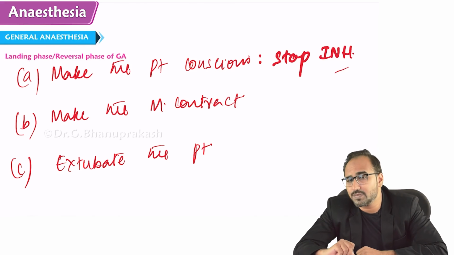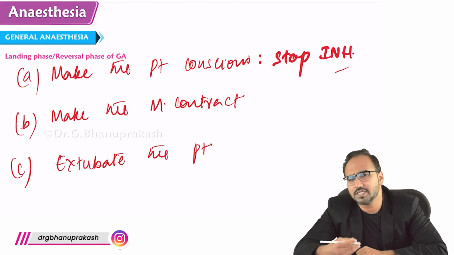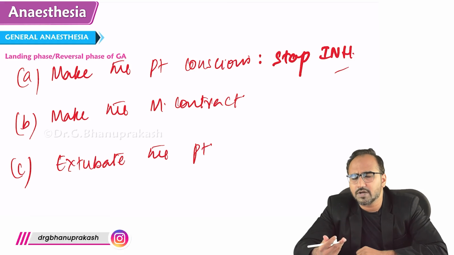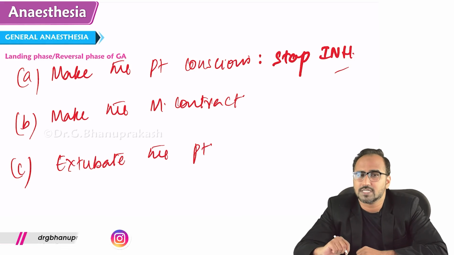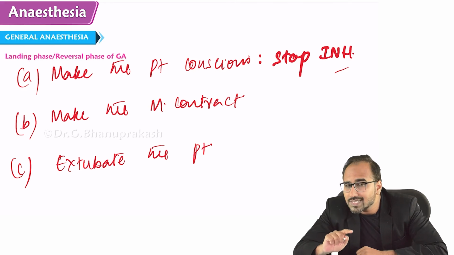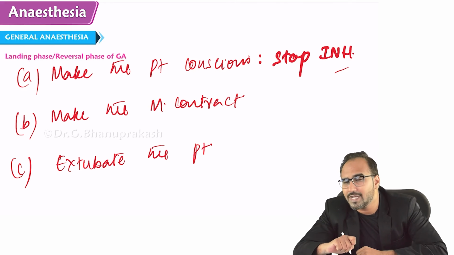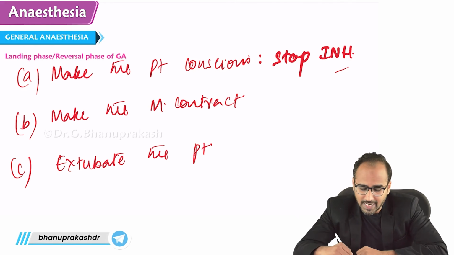What was the thing that was maintaining him unconscious? Inhalational agent. Stop the inhalational agent, he will be conscious, but still he is not able to open his eyes. He is not able to move even though he is conscious. Why? Because in the maintenance phase you give a long or intermediate acting muscle relaxant. So the second aim is you have to make the muscles contract. How will you make the muscles contract?